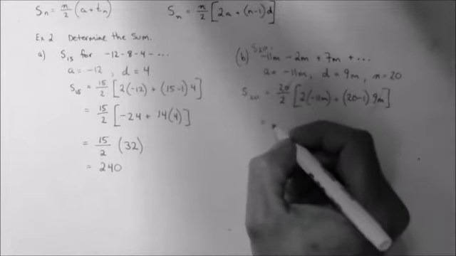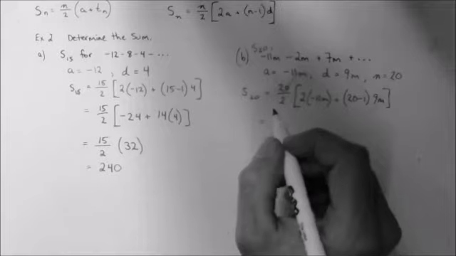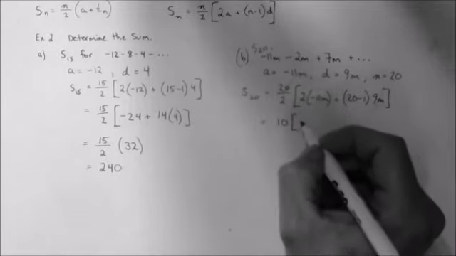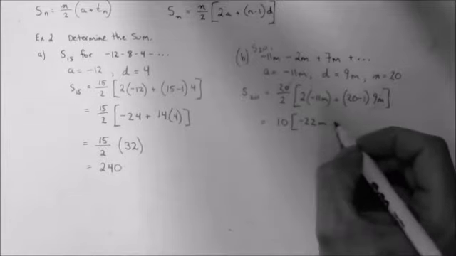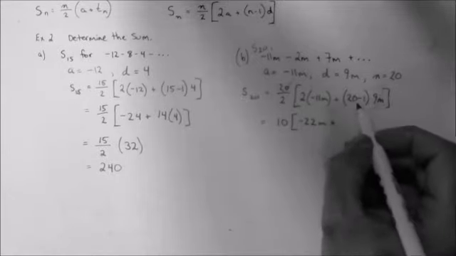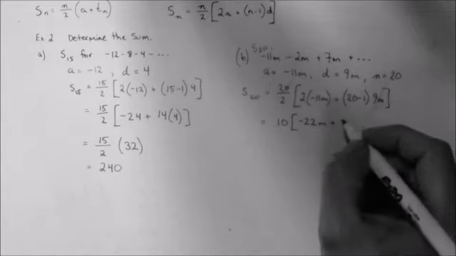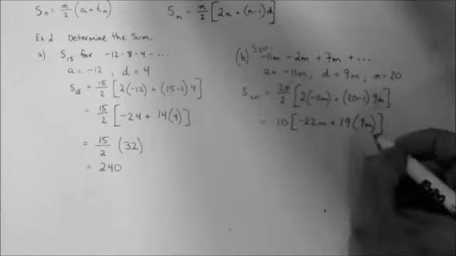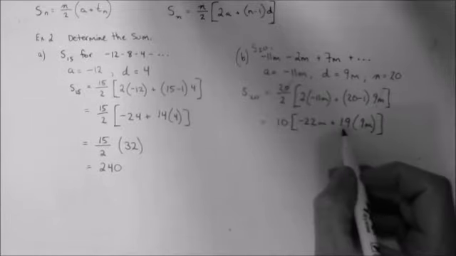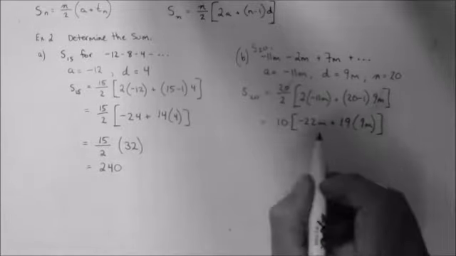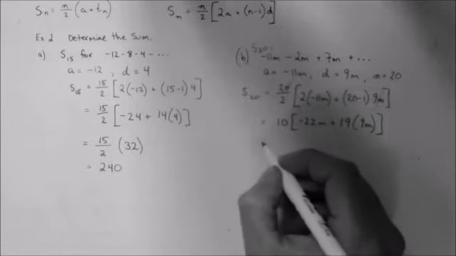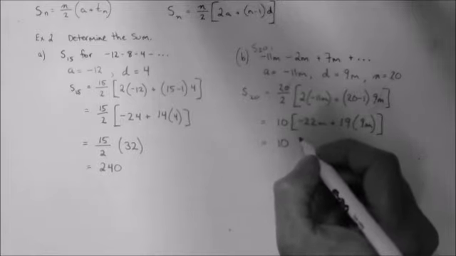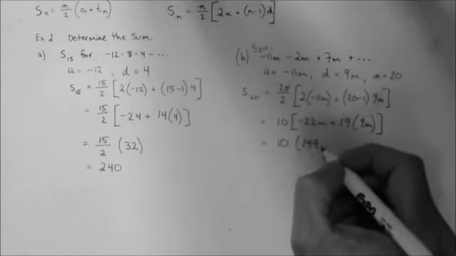And from here, it's really just basic algebra skills. 20 over 2 is 10. Negative 22m plus 19 times 9m. So we're dealing with m's. We have 9 times 19 of them. Then we are going to subtract 22. And then we're going to take that value. Well, we'll just write that step. That's 149 m's.